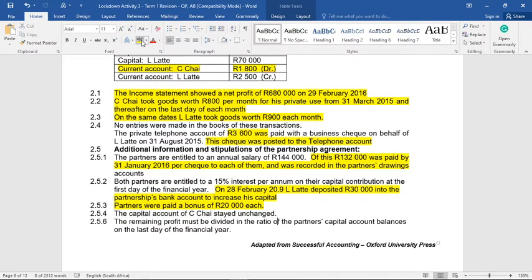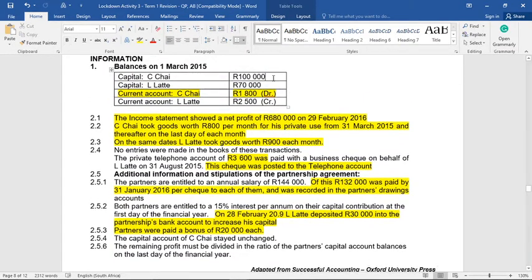Okay, it doesn't really affect us now. And then the last very important adjustment: the remaining profit must be divided in the ratio of the partners' capital account balances on the last day of the financial year. So if on the last day of the financial year we were told that Chai stayed unchanged, that makes Chai's balance at the end of the year 100,000.